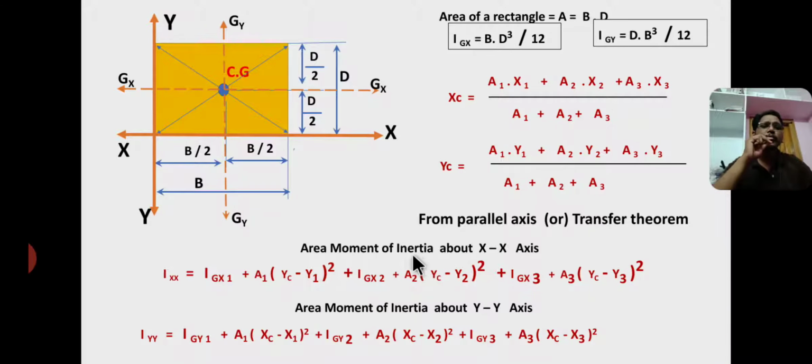Similarly, for composite sections, we need the area moment of inertia about the base, that is the x-axis, and the area moment of inertia about the side axis, the y-axis. These are the two formulas we are using here. Moment of inertia about the x-axis, that is Ixx, equals Igx plus area into yc minus y whole square. This is the parallel axis theorem.